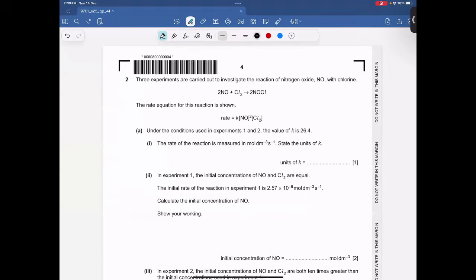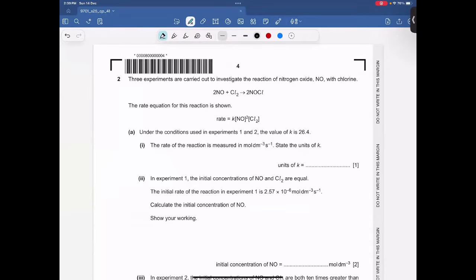Well, it seems this question is related to rate of reaction. Three experiments are carried out to investigate the reaction of nitrogen monoxide, which is also called nitric oxide, with chlorine. The equation for this reaction is given. All right. The rate equation for this reaction is shown. So with respect to NO, it is second order. With respect to chlorine, it is first order. So that's a very, very important rate equation.